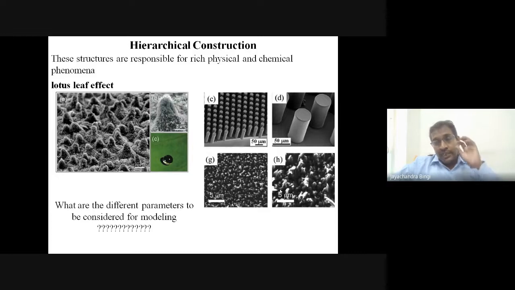And fabrication-wise, building a regular pattern is more difficult than a random pattern. So that is the reason why we go with G and H, which is also effective. Maybe control is difficult, but they are very effective. They are very impactful.